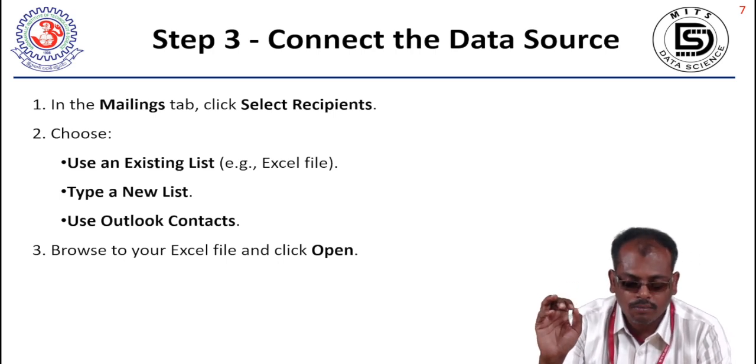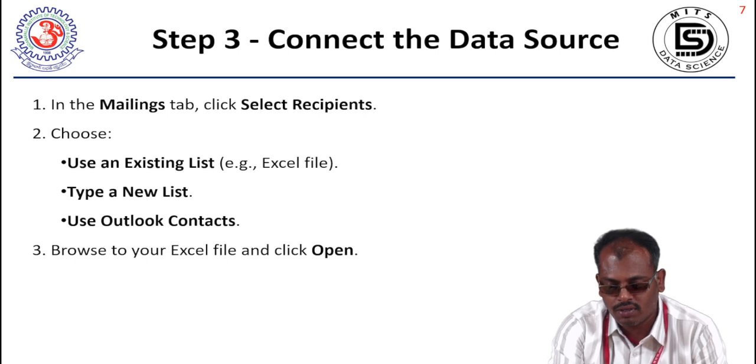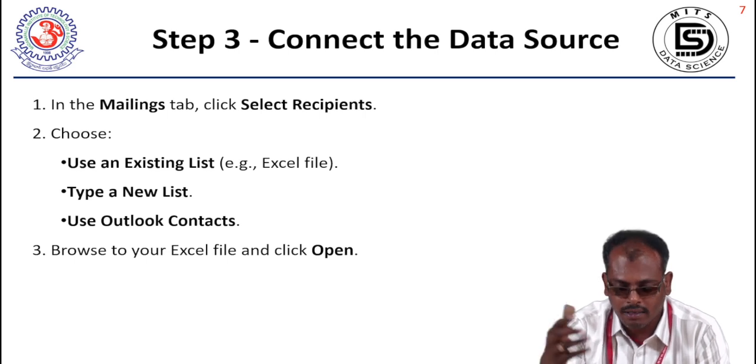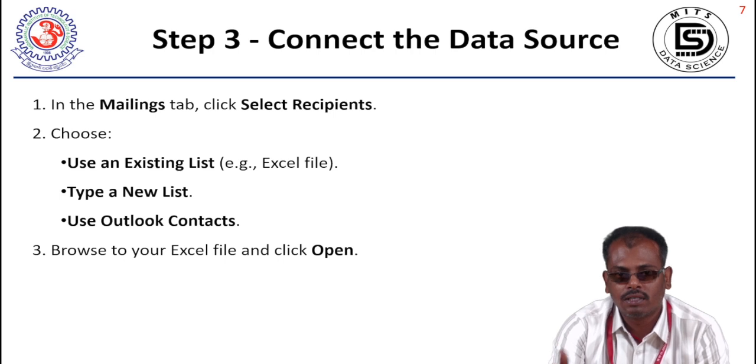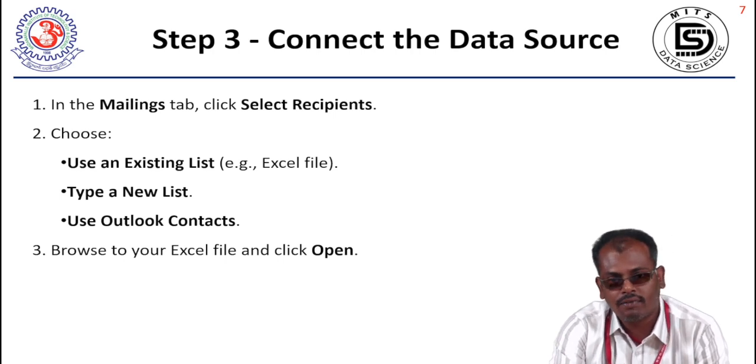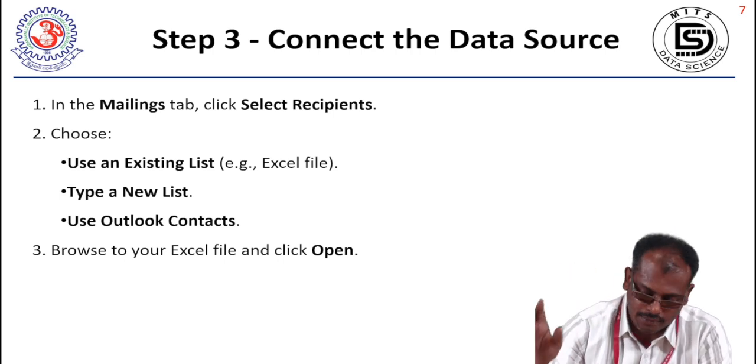Next, browse to your Excel file and click Open. If you select Use an Existing List, it will ask for the file. So wherever you have saved the data source, you need to select that path, browse to that Excel file, and open it.